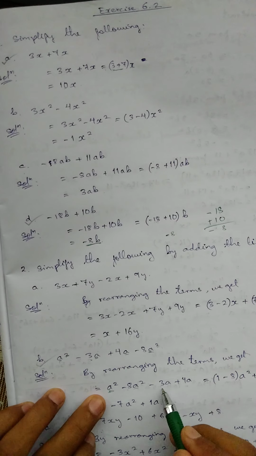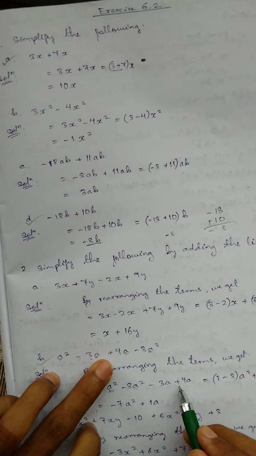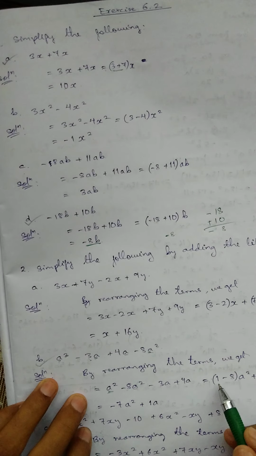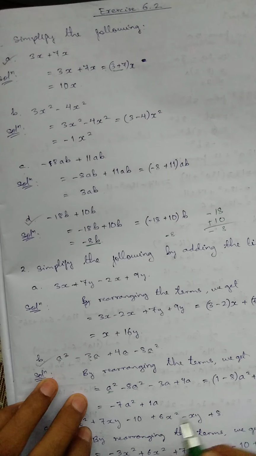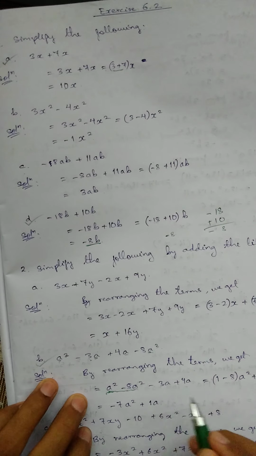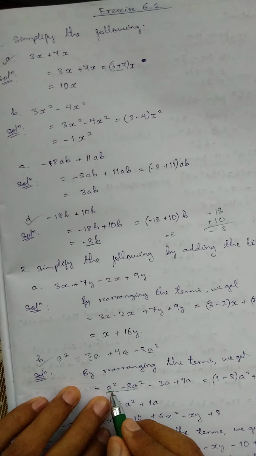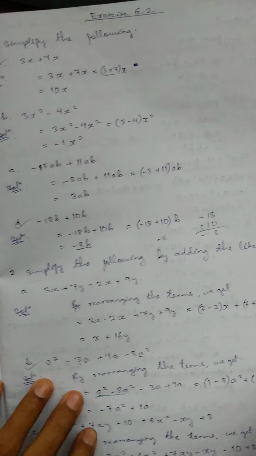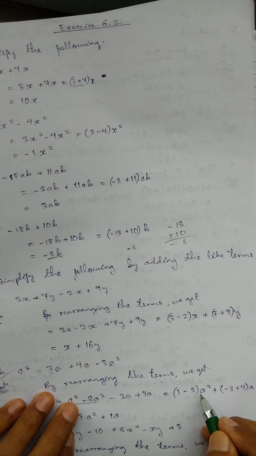And then here also the same thing, I put minus 3a and then come with the last plus 4a. Now next step is I again took the common factor between these two terms. So between these two terms, the common factor is a square. Here we have a square, here we have a square. So I took common factor a square and put it outside the bracket.